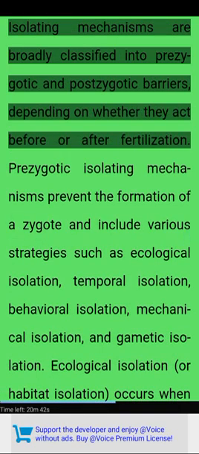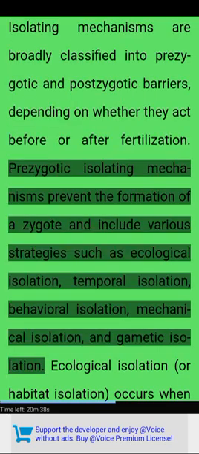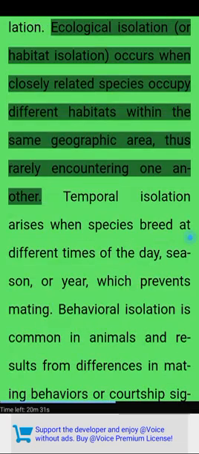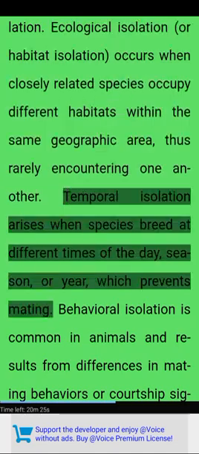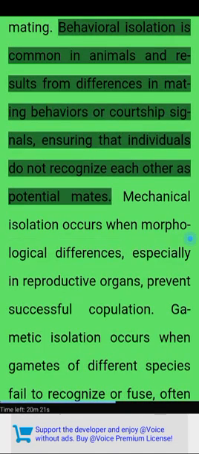Isolating mechanisms are broadly classified into prezygotic and postzygotic barriers, depending on whether they act before or after fertilization. Prezygotic isolating mechanisms prevent the formation of a zygote and include various strategies such as ecological isolation, temporal isolation, behavioral isolation, mechanical isolation, and genetic isolation. Ecological isolation or habitat isolation occurs when closely related species occupy different habitats within the same geographic area, thus rarely encountering one another. Temporal isolation arises when species breed at different times of the day, season, or year, which prevents mating. Behavioral isolation is common in animals and results from differences in mating behaviors or courtship signals, ensuring that individuals do not recognize each other as potential mates.